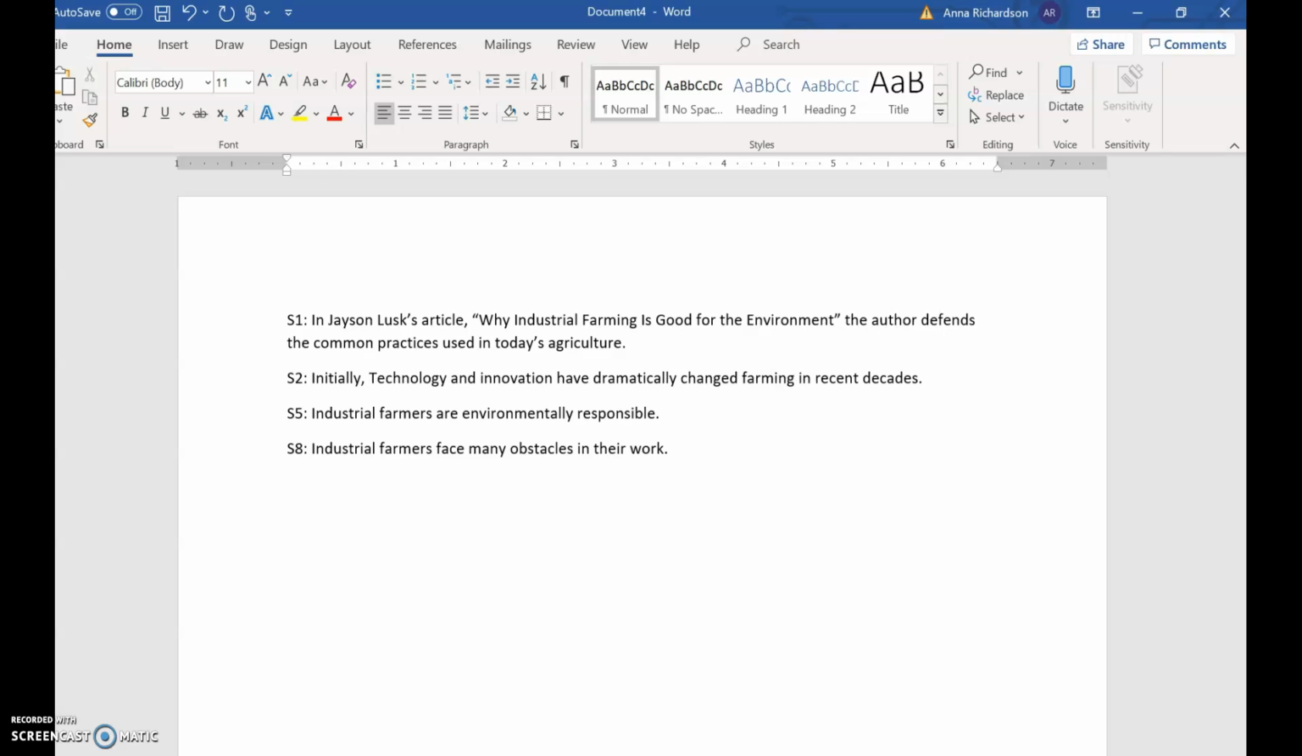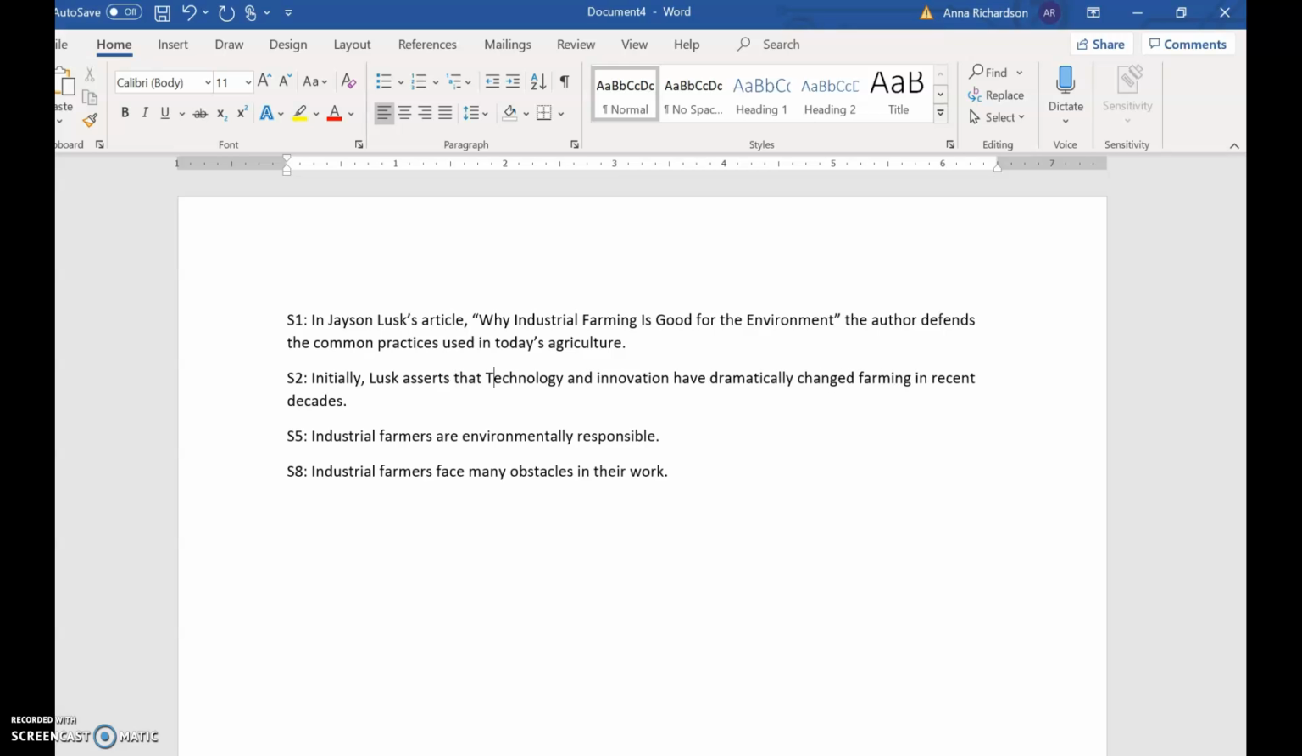then I'm going to make sure the reader knows that I'm talking about Lusk's article and that these are not my ideas. Okay, I'm summarizing Lusk. Lusk asserts that technology and innovation have dramatically changed farming in recent decades. Okay, then I'm going to go into my article and I am going to find proof of that. I'm going to summarize, paraphrase, or directly quote that proof.